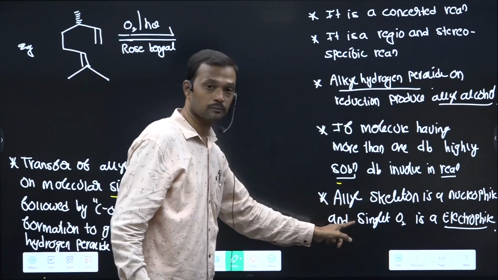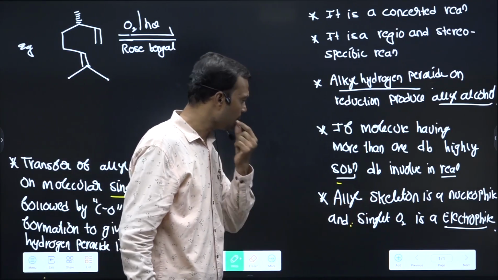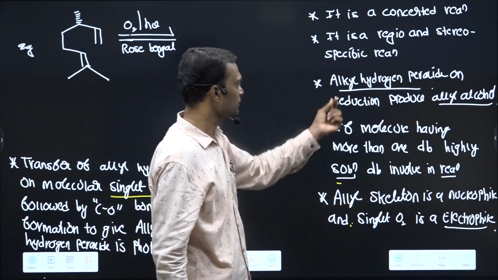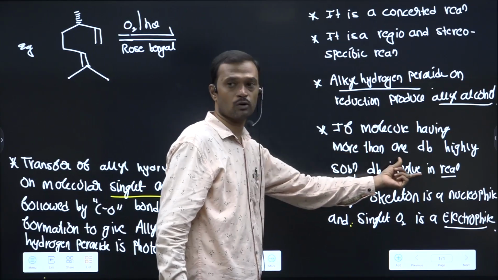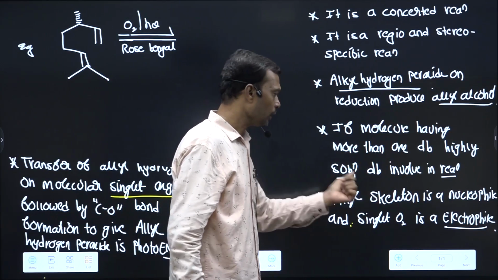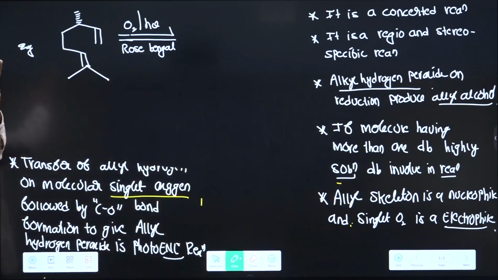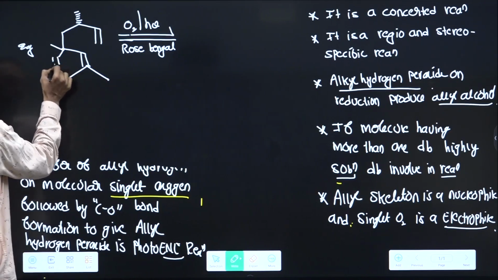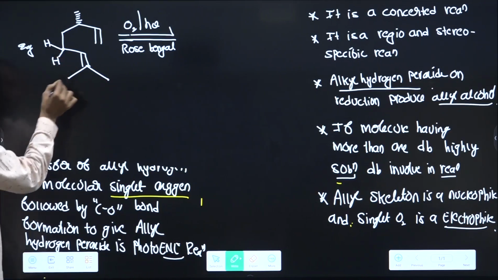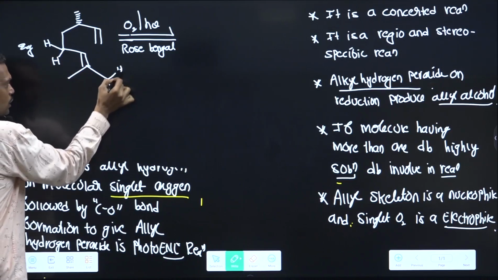And what about this point? Allyl skeleton is a nucleophile. See this. If a molecule has more than one double bond, the highly substituted double bond is involved in the reaction. Okay? So the next point: always try to select a double bond in such a way that it will give a terminal double bond. Suppose, is it allyl? I am selecting this double bond, it is allyl. Is it allyl? Yes, it is also allyl.